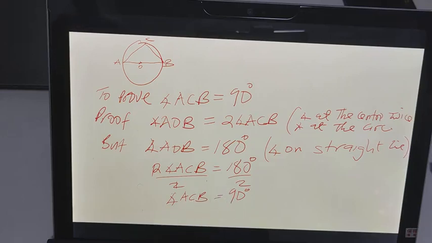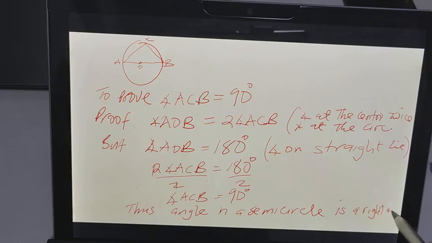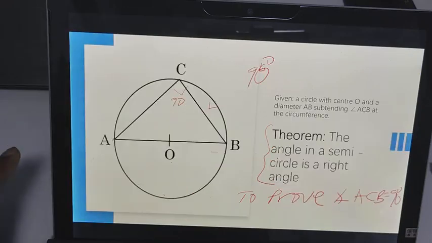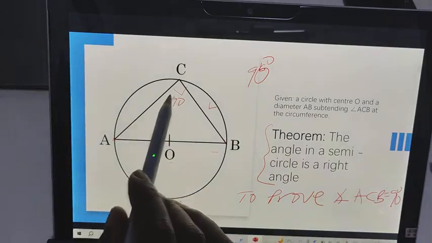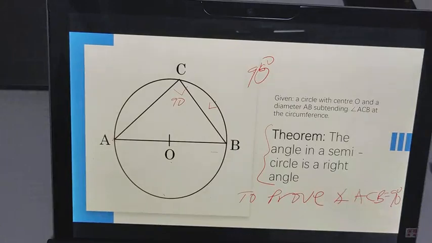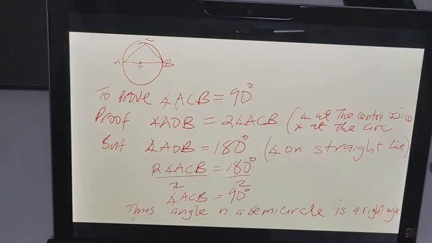After dividing both sides by 2, that is, we are now confirming that the angle in a semicircle is a right angle, or is 90 degrees. So basically, that is how we proved that indeed the angle in a semicircle gives us 90 degrees. Okay, that's how we proved. Now let's go to the next theorem.